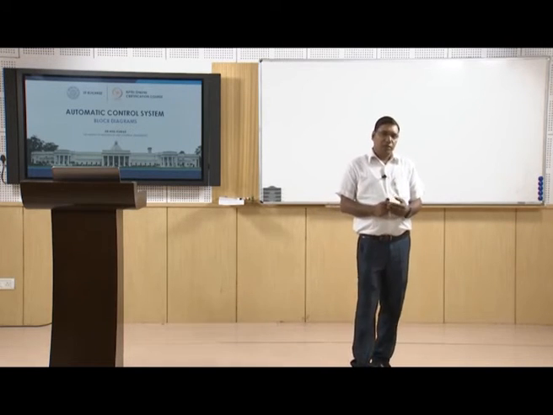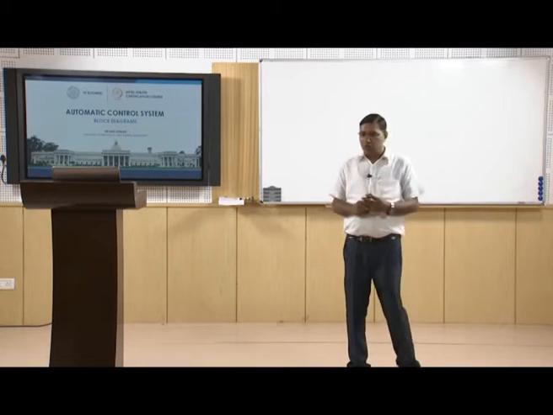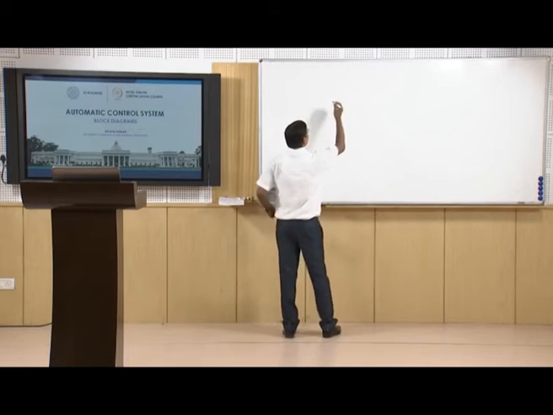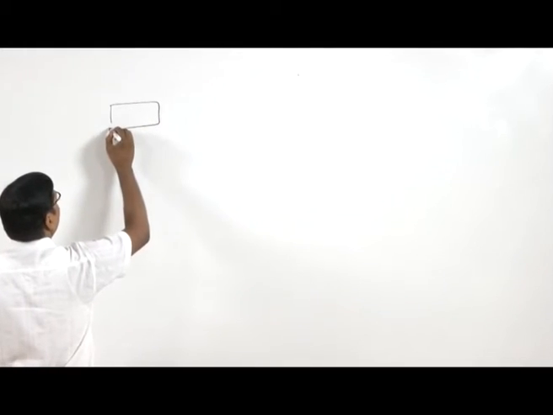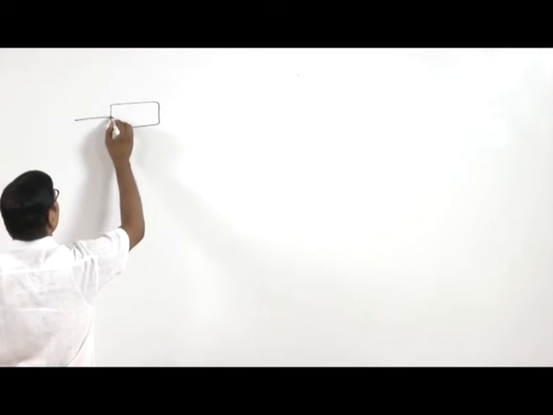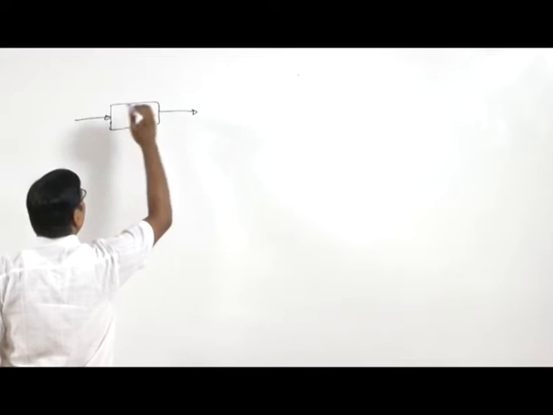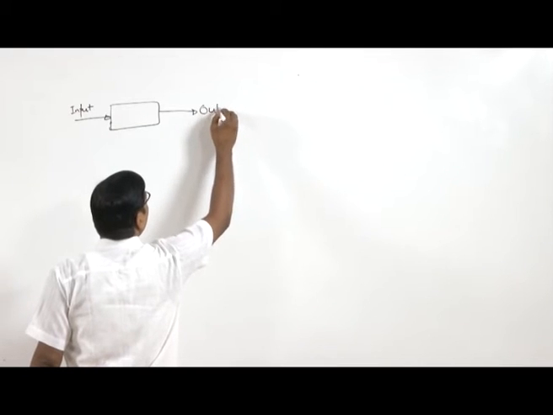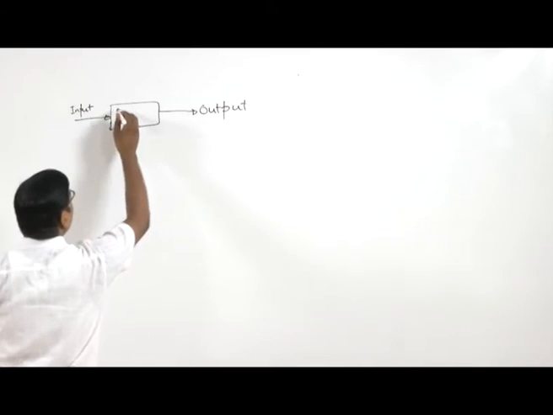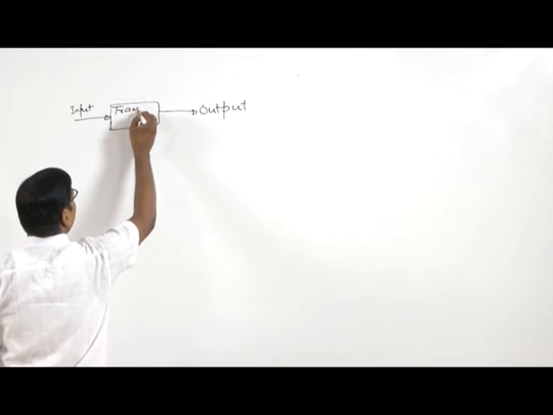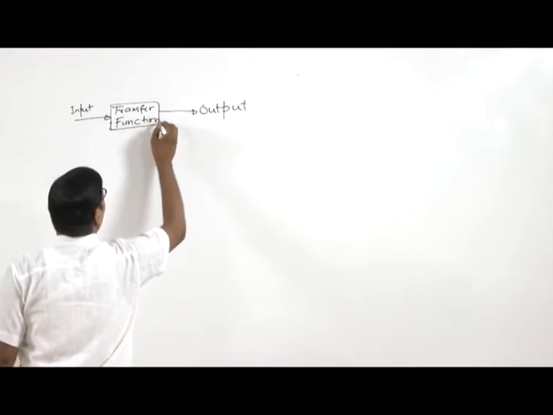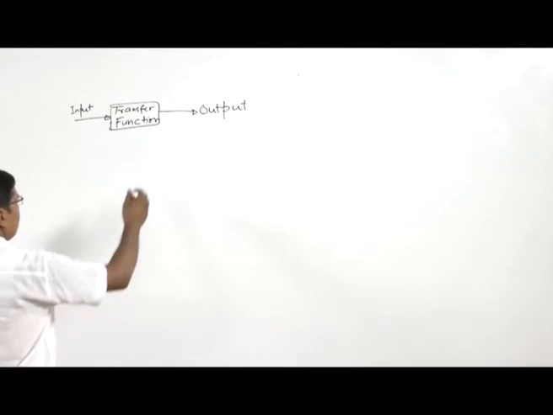made of input, output and transfer function. So we can represent this block diagram as follows. This is the block, this is input, this is output and this is transfer function. And this is what we call the block diagram.